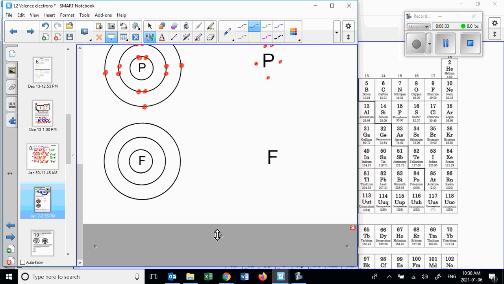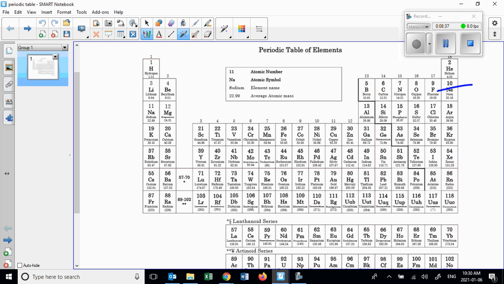Fluorine. Well, fluorine's in the second row, so we're only going to use 2 of the rings. Across the first ring, 2 electrons. Then 1, 2, 3, 4, 5, 6, 7. And that makes sense because 17 is the column number, so 7 valence electrons. 2s, 5p.